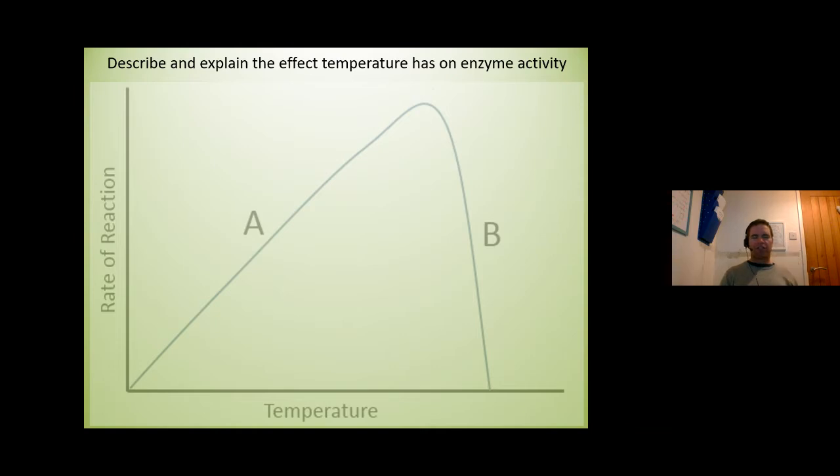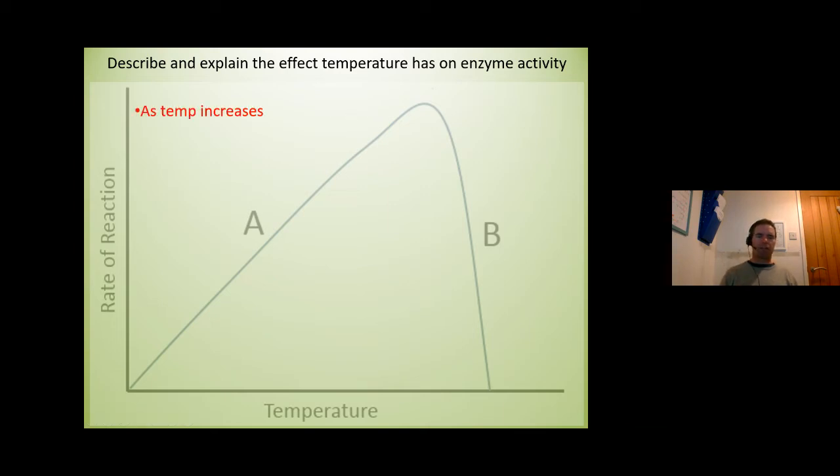So this is our standard graph. We're going to see how temperature affects the rate of reaction. Okay, and I've got a question on here which says describe and explain the effect that temperature has on enzyme activity. And what I'm going to do is a little walkthrough here. We're going to talk about section A, the increase, and then we're going to talk about B, the decrease. And we're going to try and hit as many key terms as we can.